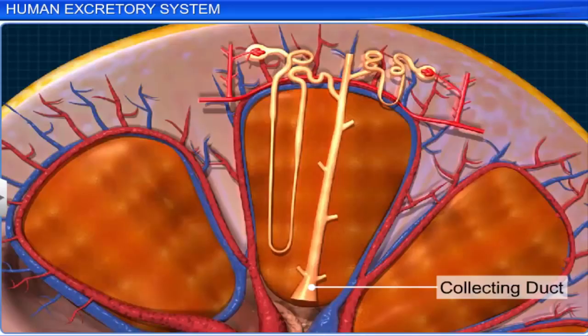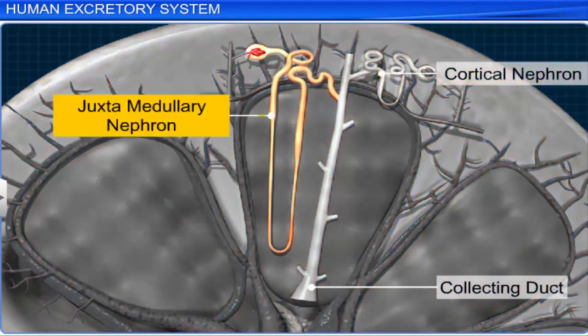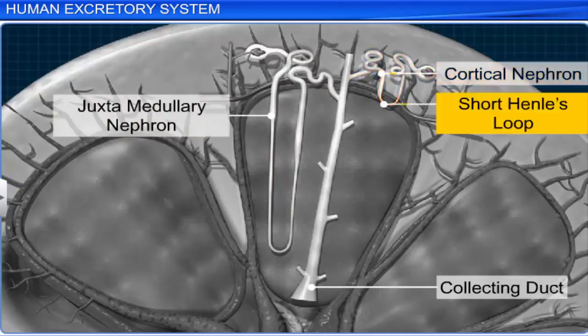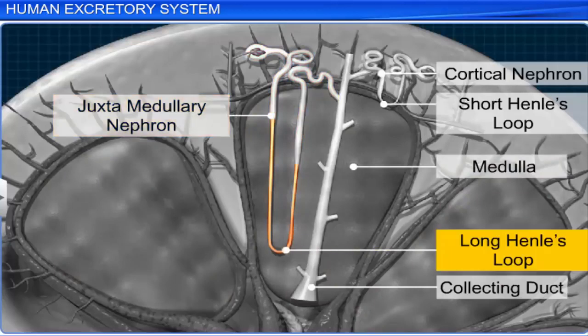The nephrons in the kidney are also distinguished as cortical nephrons and juxtamedullary nephrons based on the length of Henle's loop. Cortical nephrons constitute the majority of nephrons and have a very short Henle's loop that just about extends into the medulla, while the juxtamedullary nephrons have a very long Henle's loop that runs deep into the medulla.